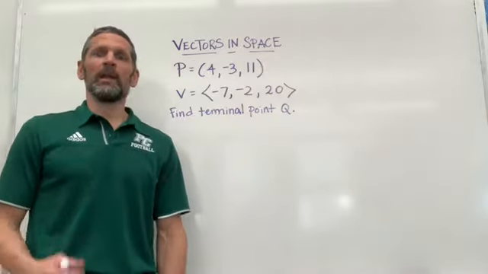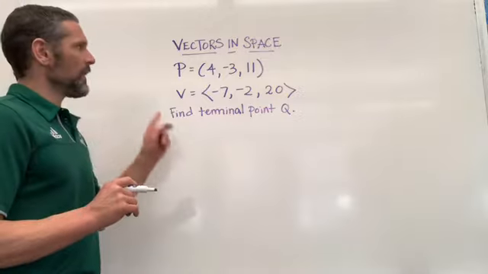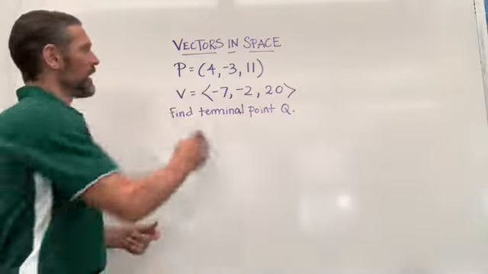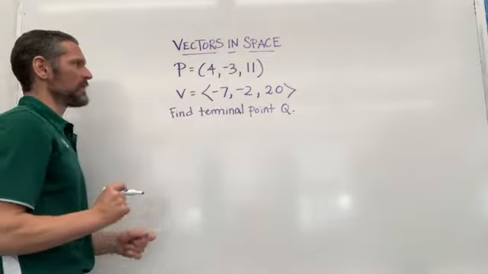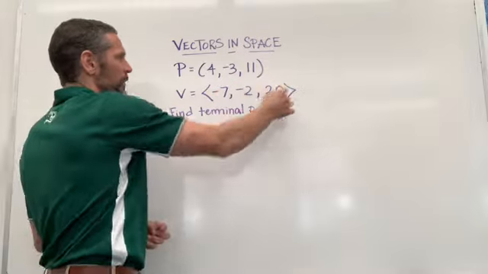So, here's a slightly different problem with the same concept. This time I'm given initial point P. How do I know it's a point? It has the curvy brackets. And vector V. How do I know it's a vector? It has the crimped brackets.